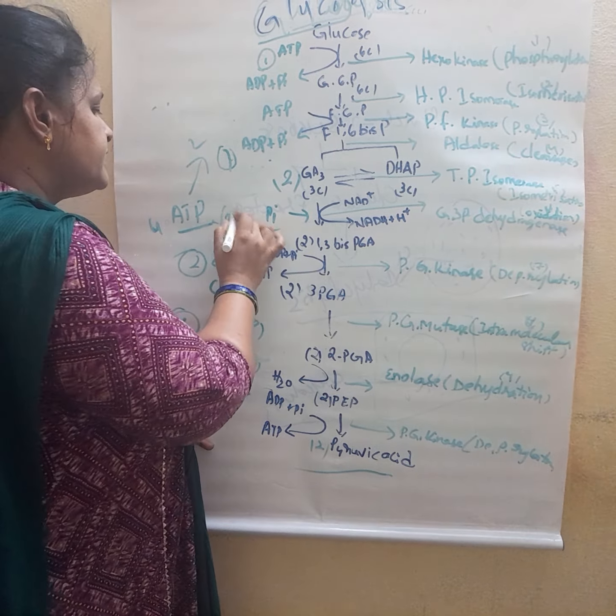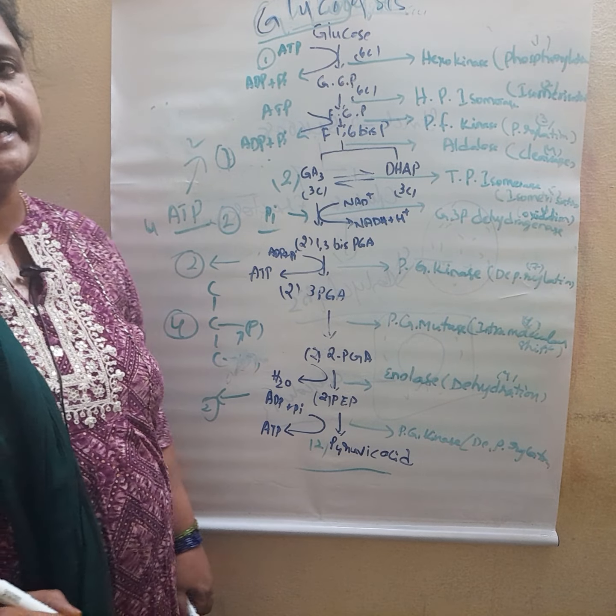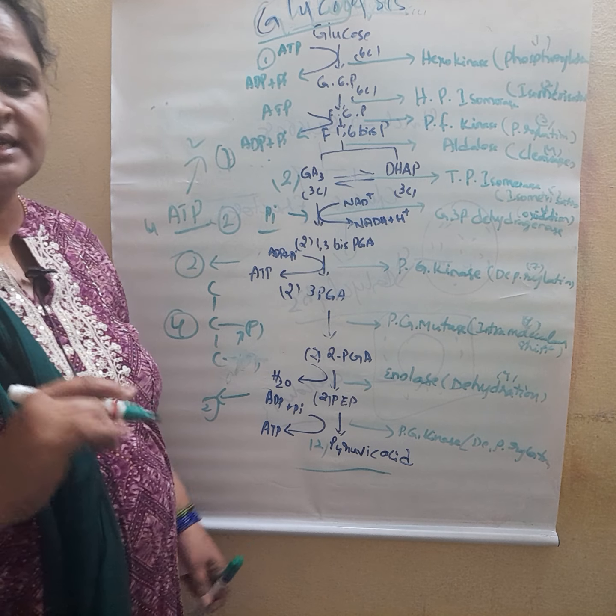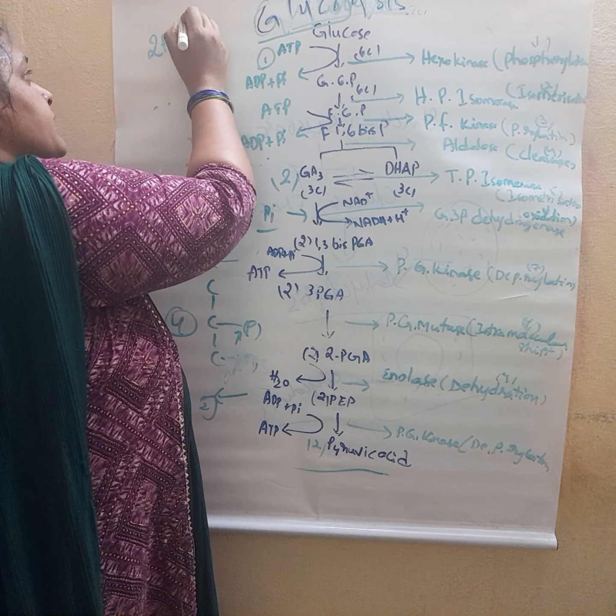So what is the net gain? 2 ATP and 2 NADH plus are generated. Okay. So what is the ultimate product? 2 ATP, 2 NADH.